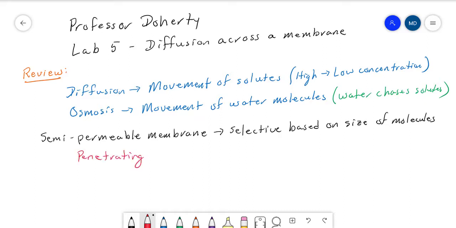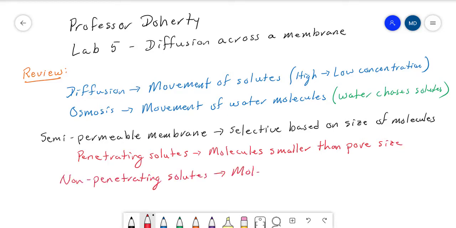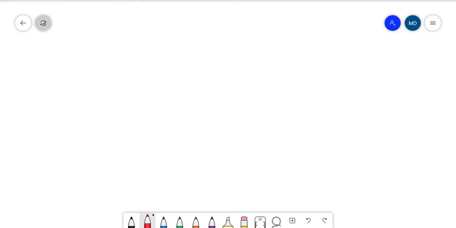Penetrating solutes are molecules that are small enough to pass through the holes in the semi-permeable membrane. Non-penetrating solutes are molecules that are too large to pass through the holes in the semi-permeable membrane. Now I'll draw a quick demonstration of how a semi-permeable membrane works.